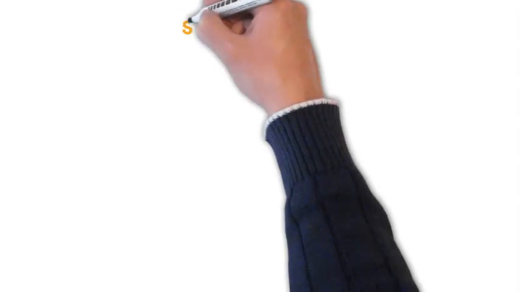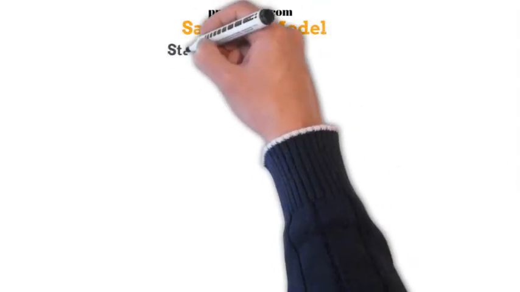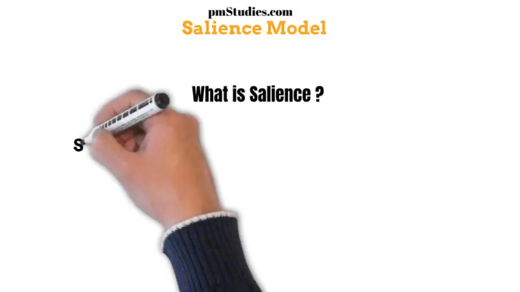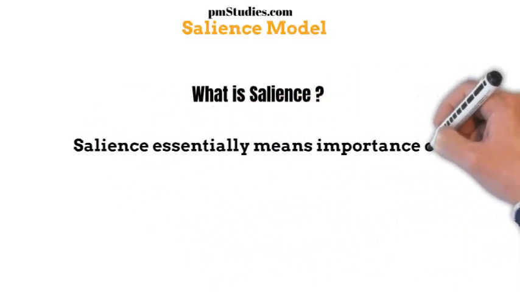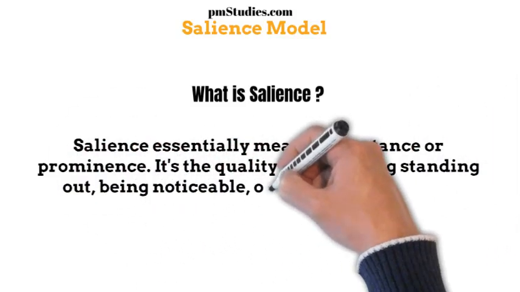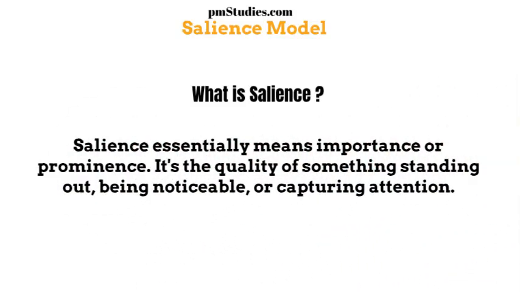In this video, we will examine the use of the Salience model for stakeholder analysis. Let's first understand what is salience. Salience essentially means importance or prominence. It's the quality of something standing out, being noticeable, or capturing attention. The key words from the definition of salience are standing out, noticeable, and capturing attention.